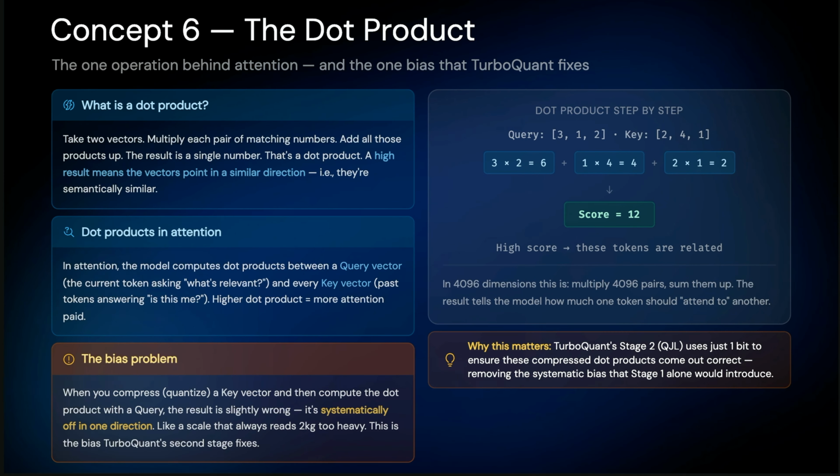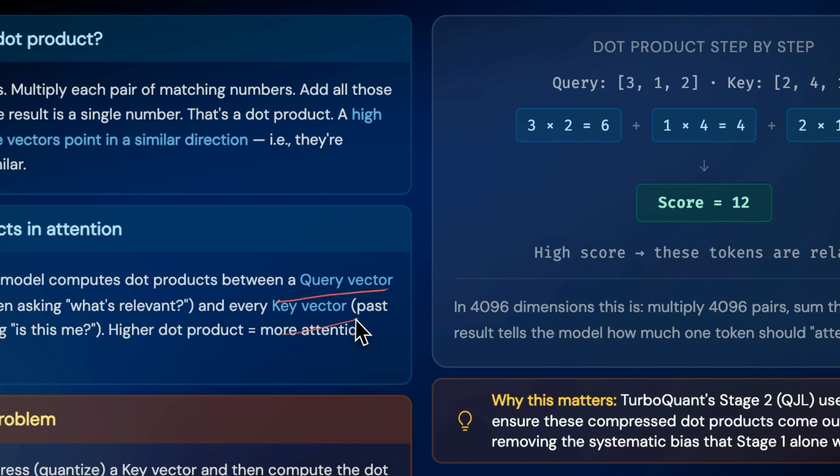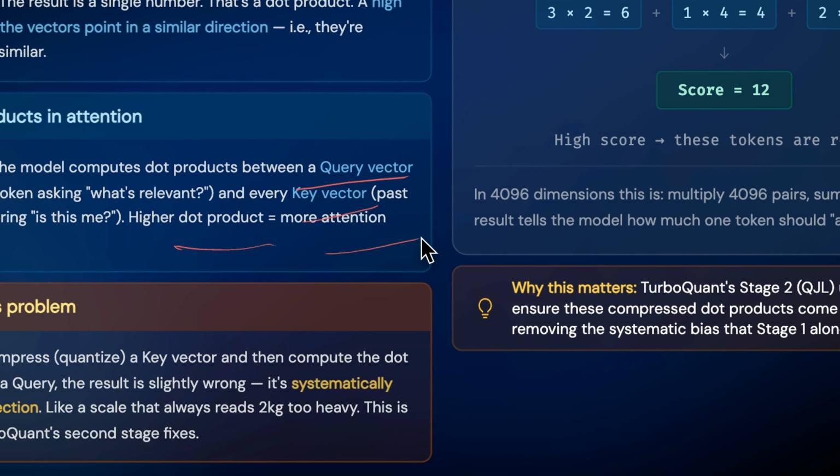And now the concept of dot product. Earlier we were talking that LLMs do something called attention, right, where it compares the query to all the previous tokens it sees and computes a kind of similarity score. This score is nothing but a dot product between two vectors, that is the query vector and each and every key vector that it saw in the past. So a higher dot product means that it has to pay more attention to that token.